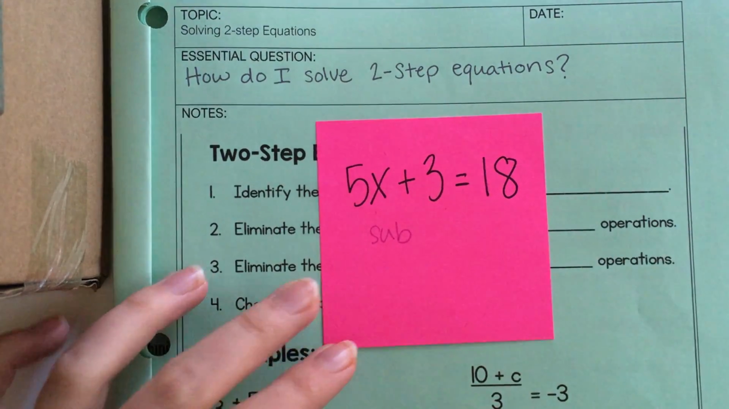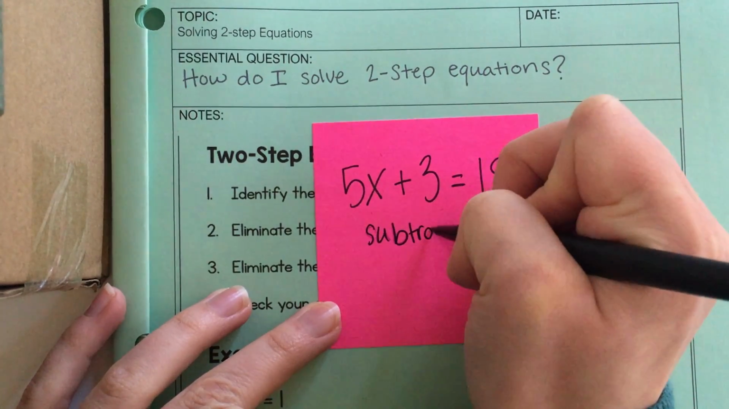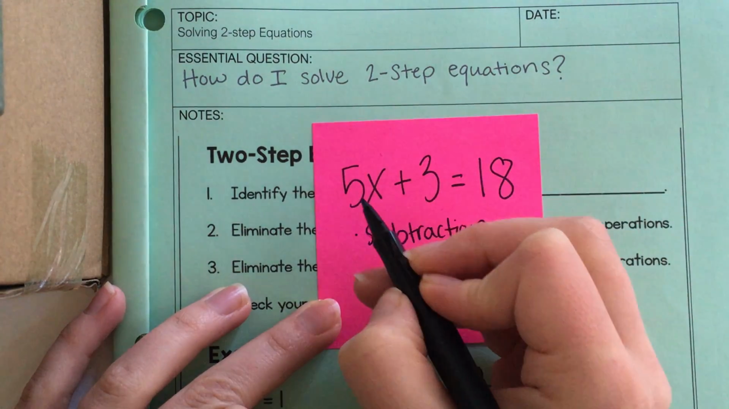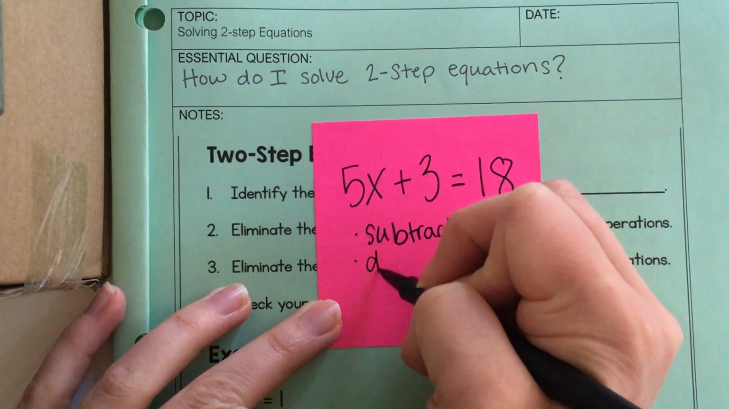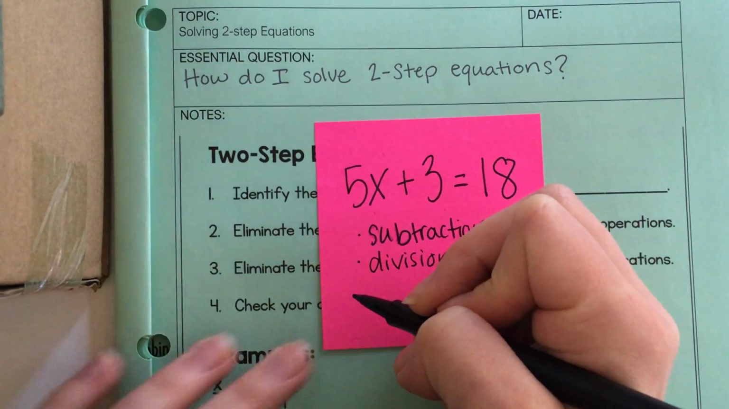Well, that's kind of hard to read here. Let's use a different pen. We use subtraction. We know that's something we're going to need to do. We know that this is multiplication and that we need to use division. The question is, which order?